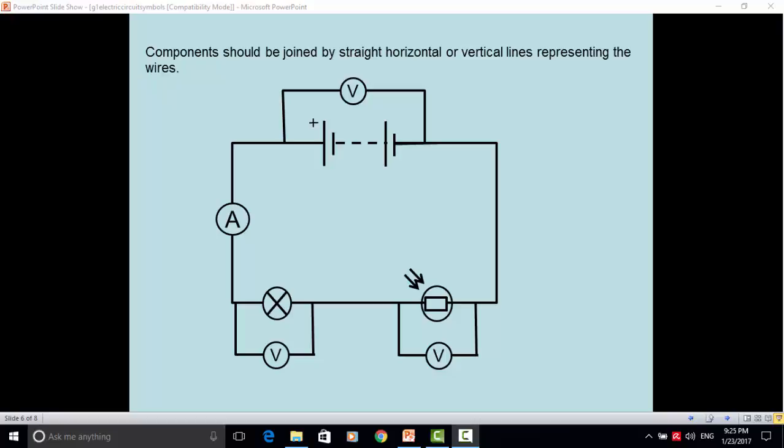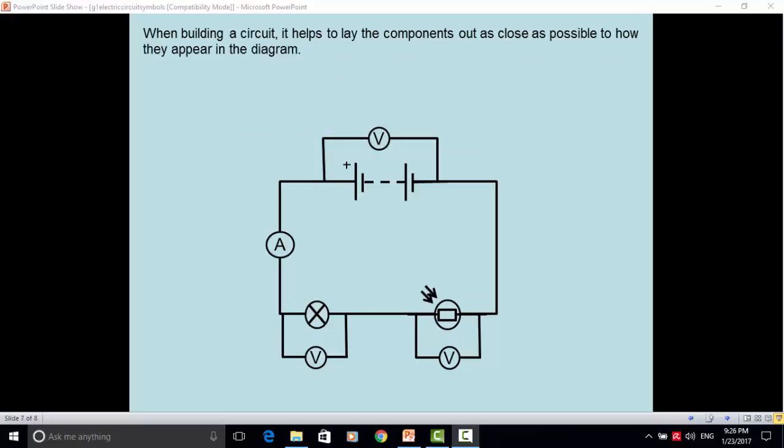Components should be joined by straight, horizontal or vertical lines representing the wires, something like this. When building a circuit, it helps to lay the components out as close as possible to how they appear in the diagram. Then build complete loops, always working from positive to negative.